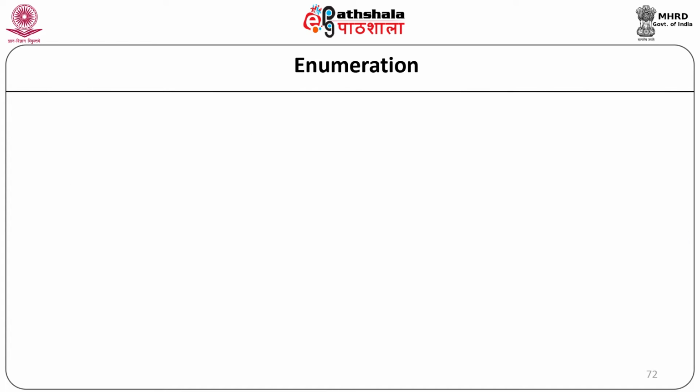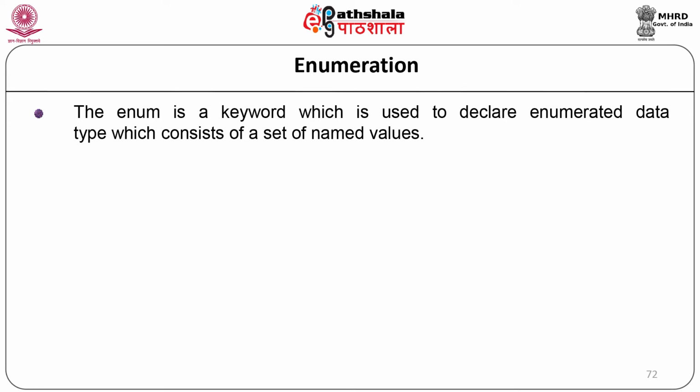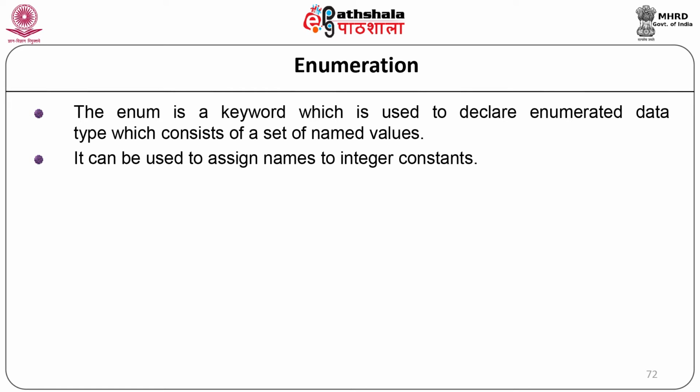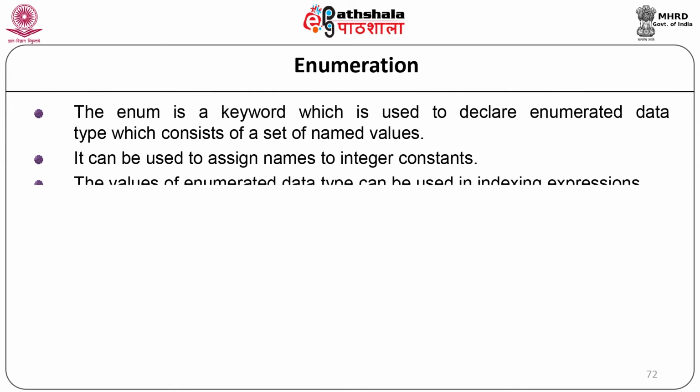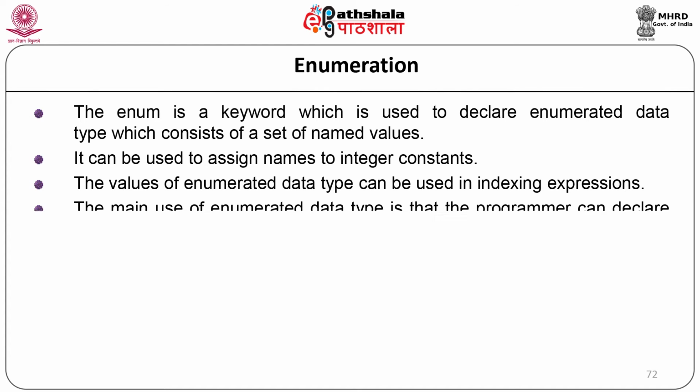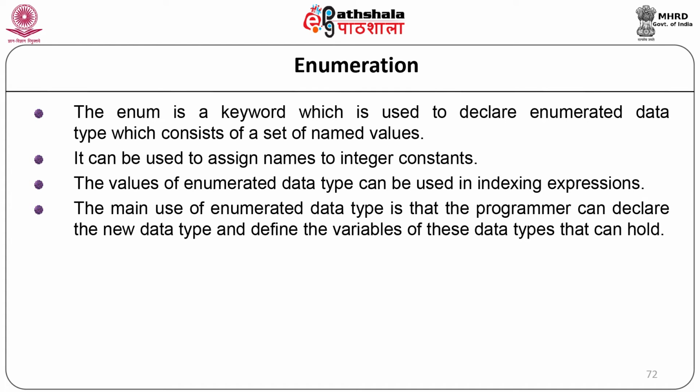Enumeration. The enum is a keyword which is used to declare an enumerated data type which consists of a set of named values. It can be used to assign names to integer constants. The values of an enumerated data type can be used in indexing expressions. The main use of an enumerated data type is that the programmer can declare a new data type and define variables of these data types that can hold these values.